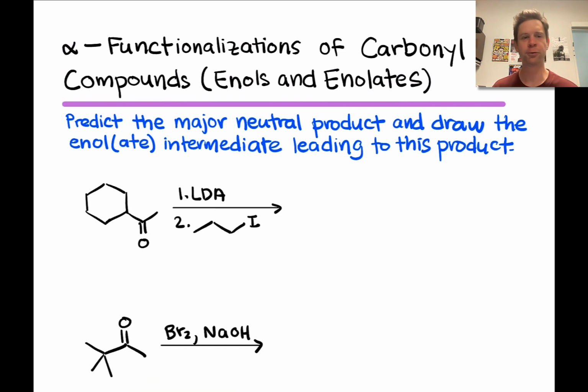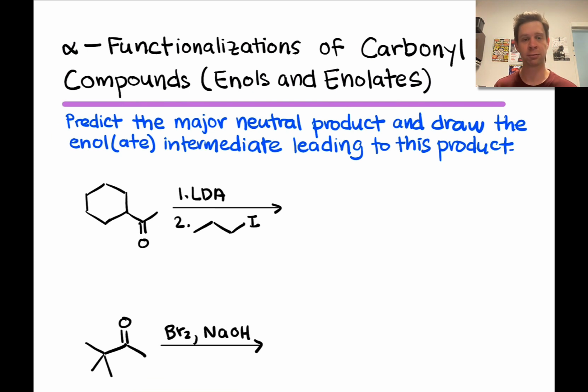All right, so in this first problem, we're asked to predict the major neutral product of each reaction and draw the enol or enolate intermediate that leads to this product. So we want to do a little bit of mechanistic reasoning here, thinking about where deprotonation of each ketone or aldehyde is likely to occur based on the base used and the reaction conditions, etc. And then what is that enol or enolate going to do with the other reagent that's used?